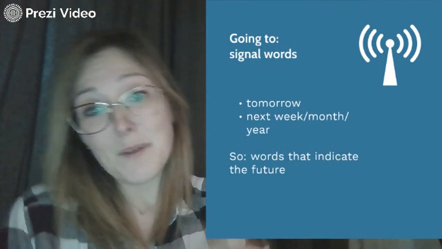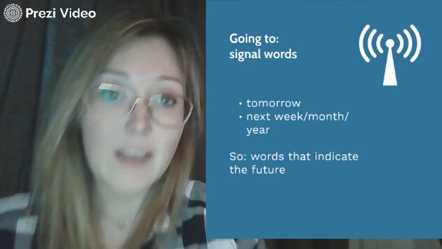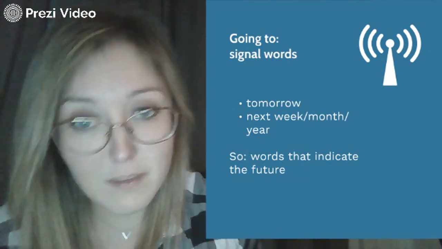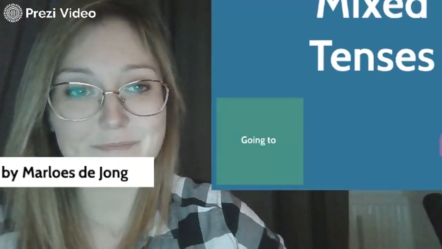The signal words are basically words that tell you that it takes place in the future. So a word like tomorrow, next week, next month, next year, and then we know that it will happen in the future.